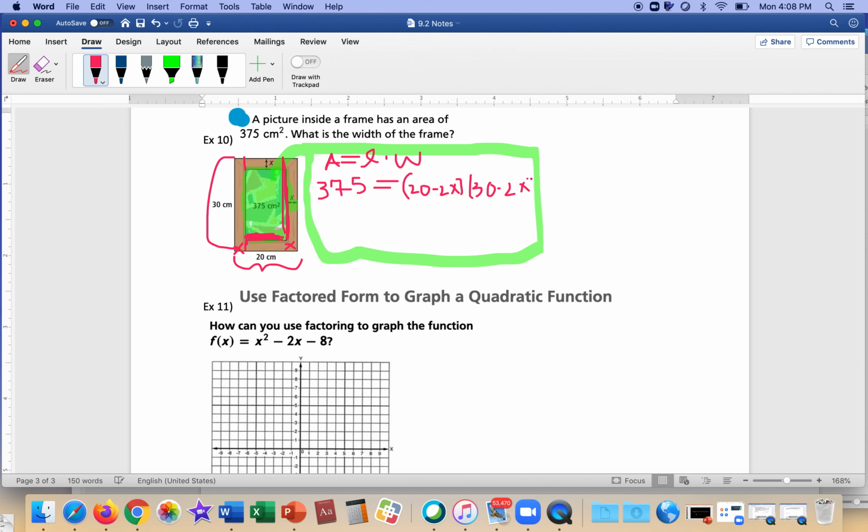So now we're going to solve for x. When we distribute over here, 20 times 30, 20 times negative 2x, negative 2x times 30, negative 2x times negative 2x. On the right side, when we distribute and simplify, which you all are really good at, we would get 600 minus 100x. Now I've distributed and simplified, plus 4x squared. And then we have the 375 over here.